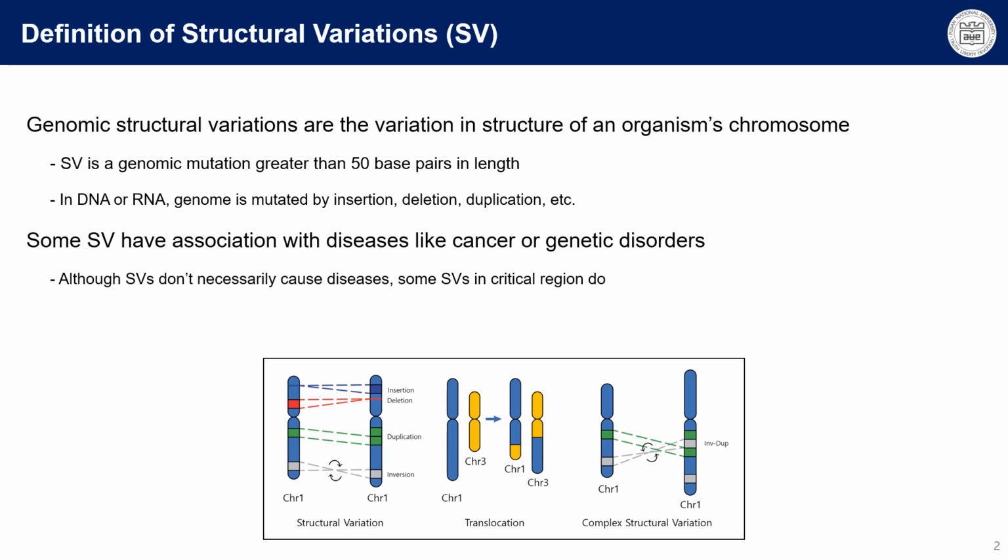Structural variation is generally defined as genomic mutations bigger than 50 base pairs in size. It could occur in DNA or RNA and be mutated like insertion, deletion, and duplication, and so on. Moreover, some structural variations are associated with diseases like cancer or genetic disorders. It tends to be nothing in the general case, but if some critical region is mutated, it could harm health. So it is important to get high confidence structural variations.